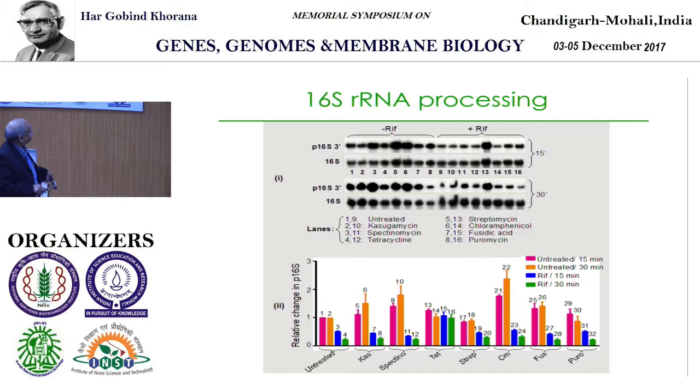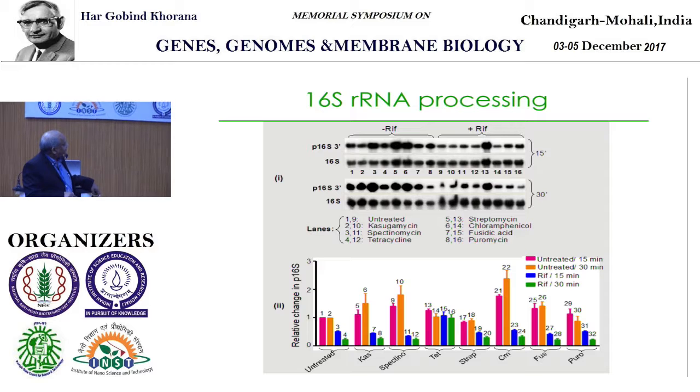Now you treat with rifampicin and incubate them for 15 minutes and 30 minutes, and the precursor levels keep coming down. We can also incubate the cells with antibiotics that inhibit protein synthesis. This processing is not interfered with by kasugamycin, spectinomycin, streptomycin, chloramphenicol, fusidic acid, or puromycin. None of them affects the processing. The only thing that affects it is tetracycline.